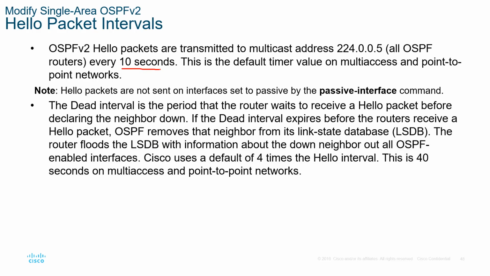If the dead interval expires before the router receives a hello packet, OSPF will remove that neighbor from the link state database. The router then floods the link state database with information about the down neighbor route. Cisco uses a default of 4 times the hello interval. So if you're using 10 seconds for the hello interval, 10 seconds multiplied by 4 gives you 40 as the dead time.